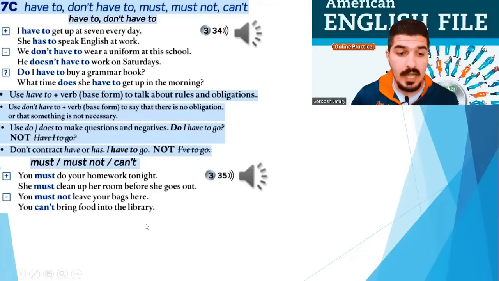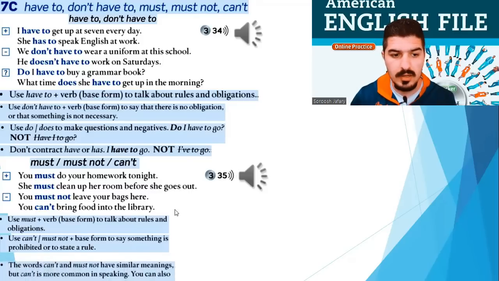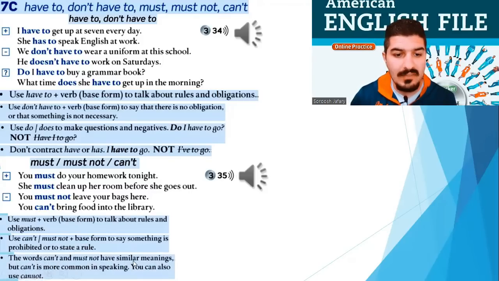All right. Now, again, everyone, use must plus the base form of the verb to talk about rules and obligations. Use can't or must not, again, plus the base form to say something is prohibited or to state a rule. For example, you must do your homework tonight. The negative: you must not leave your bags here, or you can't bring food into the library. Good. The words can't and must not have similar meanings, but can't is more common in speaking when you are talking, right? And you can also use cannot.